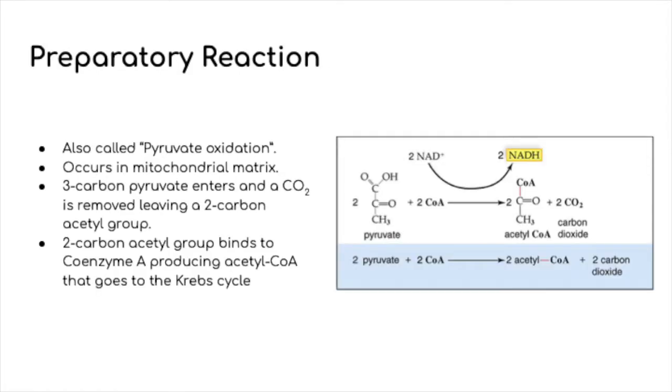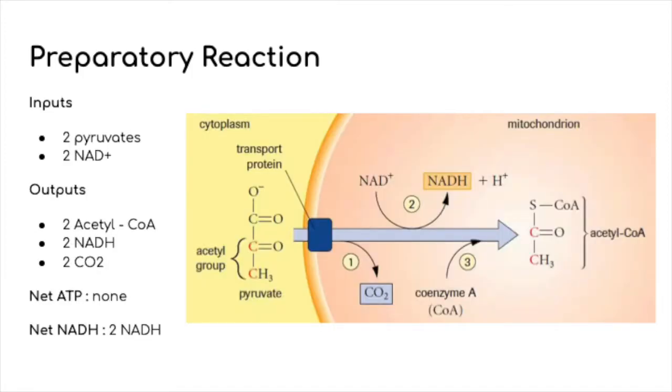Preparatory reaction. Preparatory reaction is the next step after glycolysis. It is also called pyruvate oxidation. It occurs in the mitochondrial matrix. 3 carbon pyruvate enters and a carbon dioxide is removed, leaving a 2 carbon acetyl group. The 2 carbon acetyl group binds to coenzyme A, producing acetyl-CoA that goes to the Krebs cycle. So, for the preparatory reactions, the inputs are 2 pyruvates and 2 NAD+, and the outputs are 2 acetyl-CoA, 2 NADH, and 2 carbon dioxide. So there's no net ATP and there's 2 net NADH.